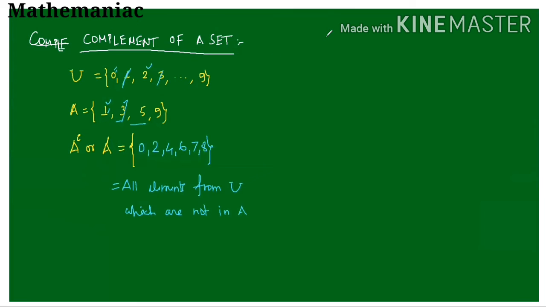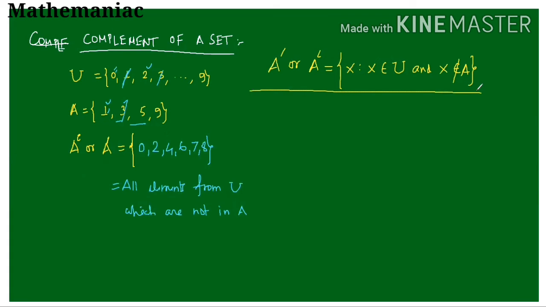Now, if this is the case and you would like to represent a complement in symbols, what should you write? All elements X such that X is found in the universal set, and at the same time, you should also guarantee that it is not found in A. It should not be found in A. So this is a very important symbol.